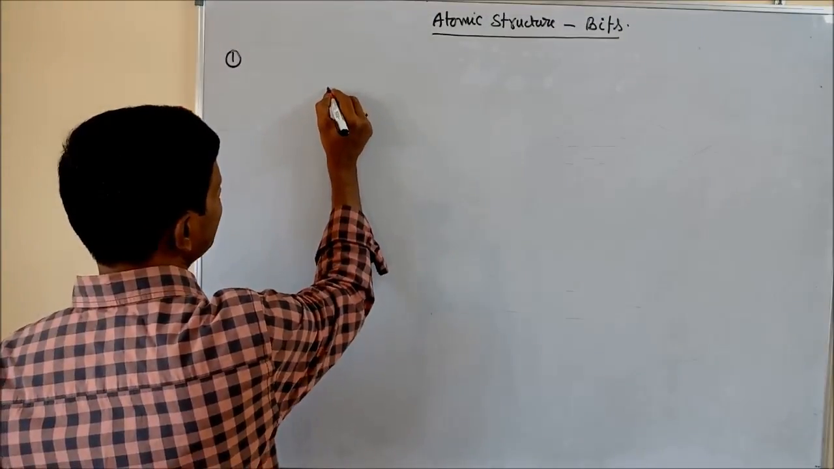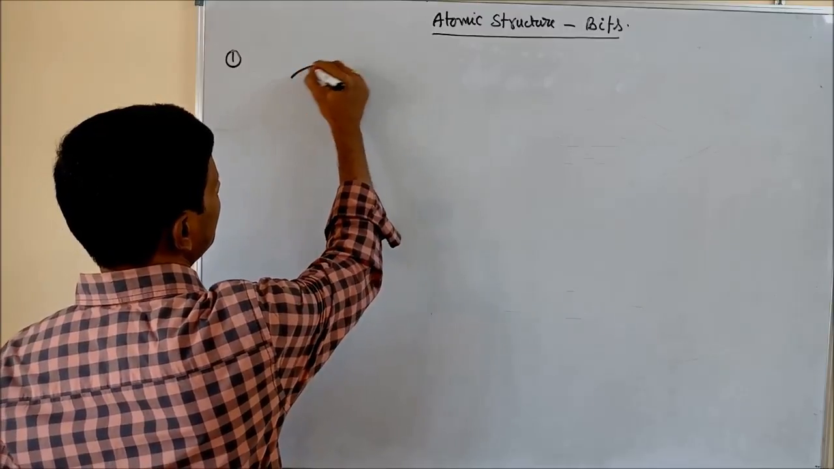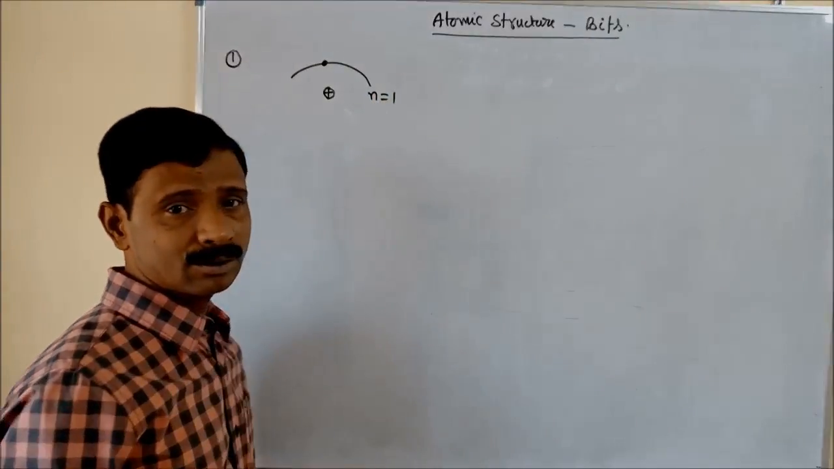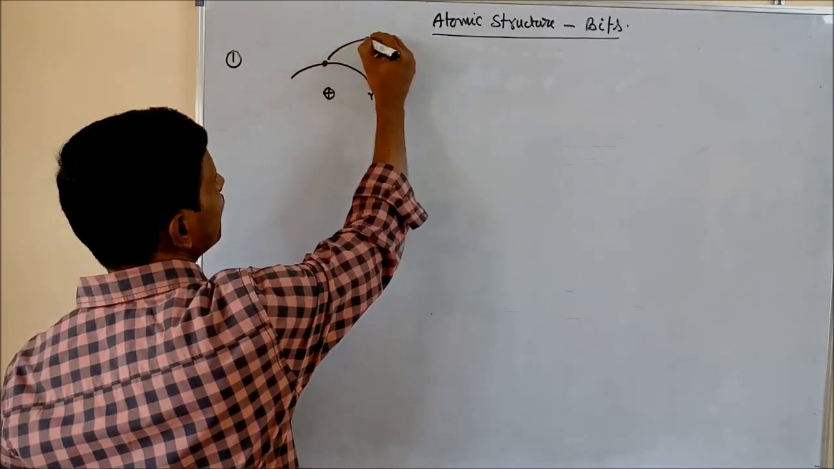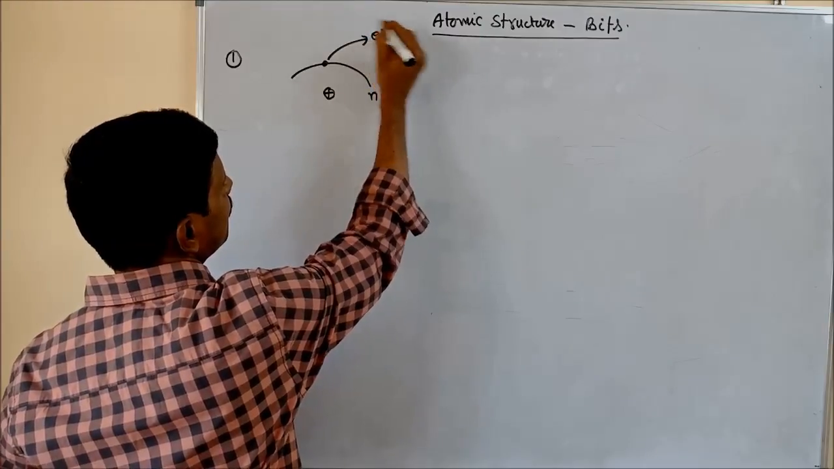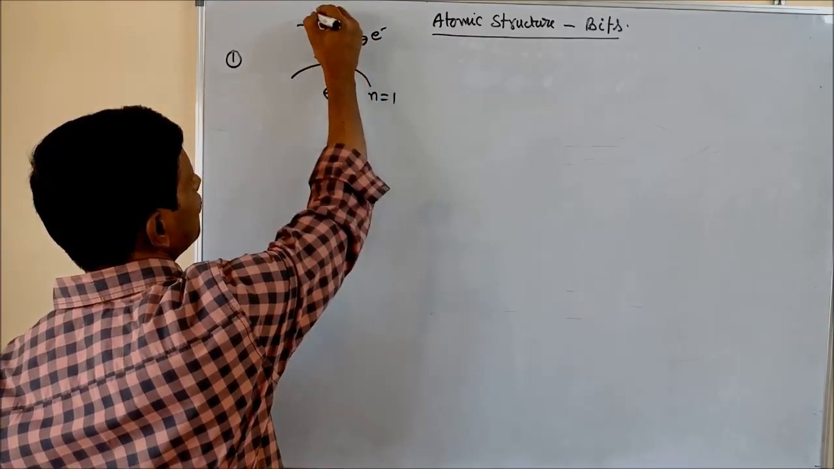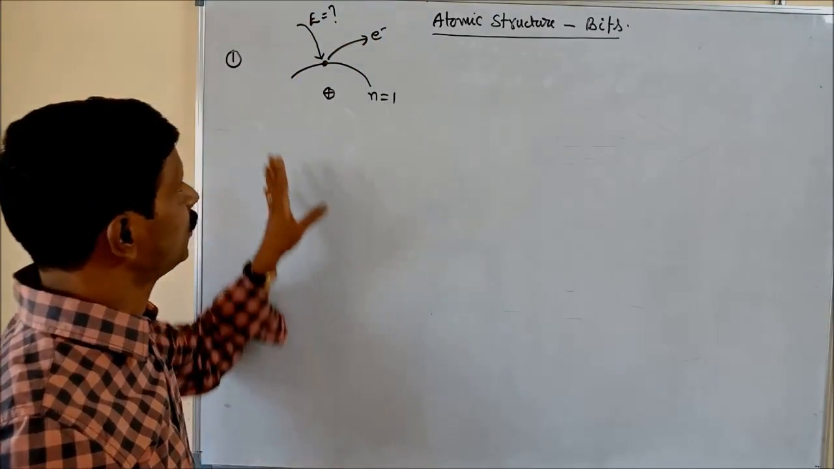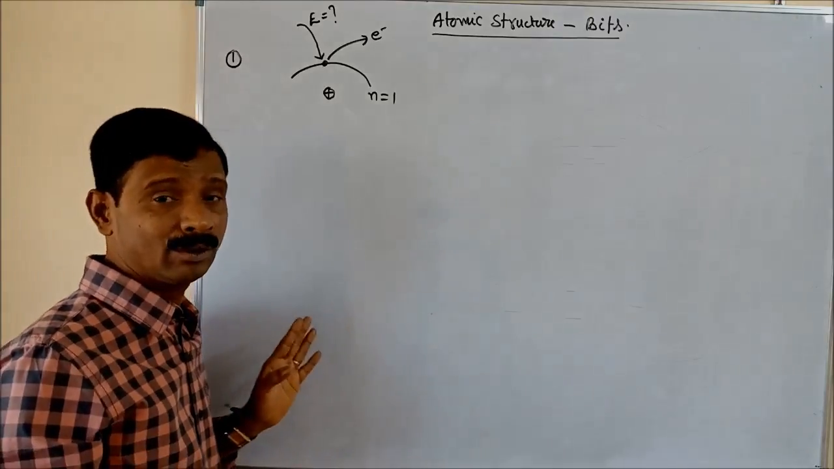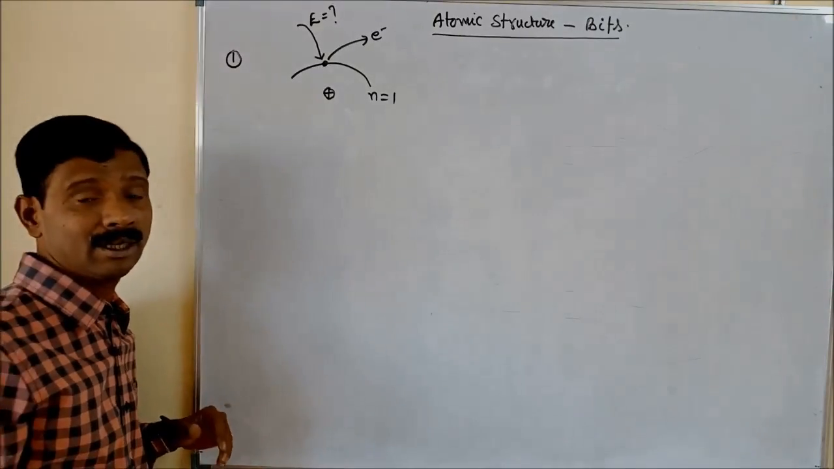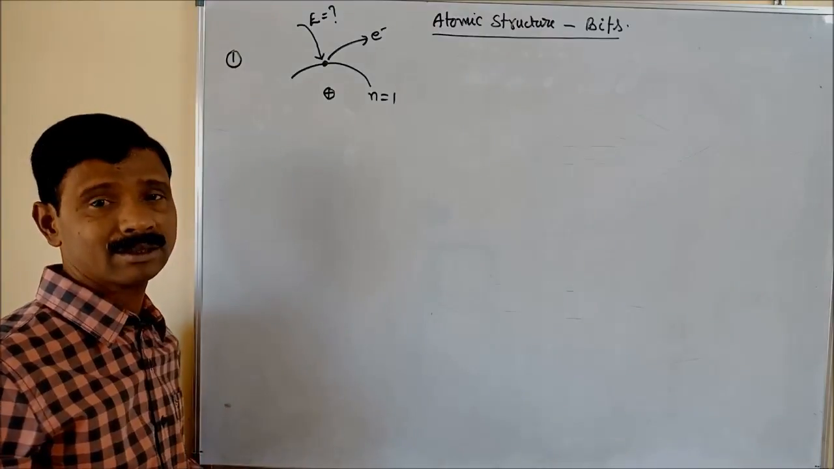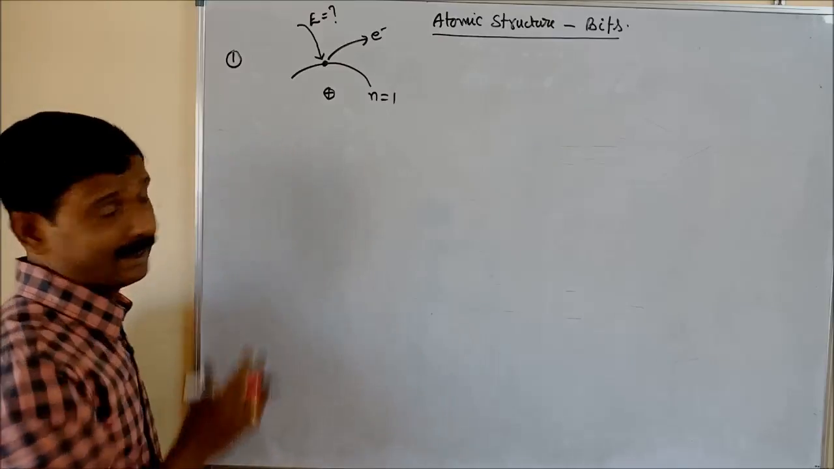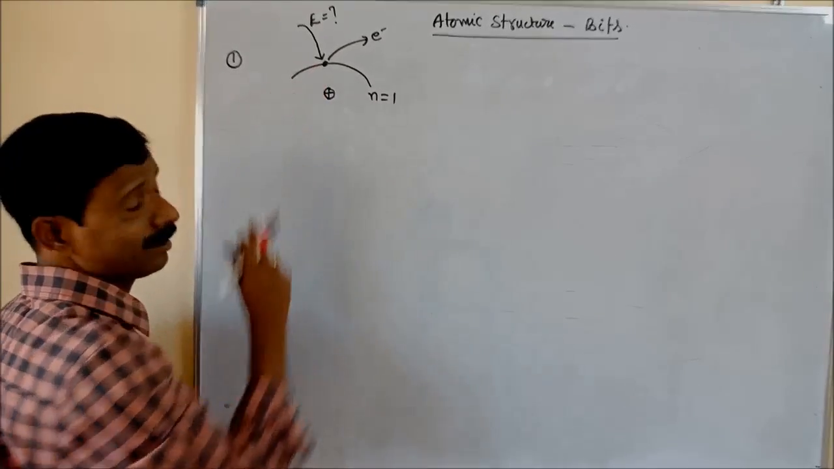See, this is a hydrogen atom, and here there is an electron in the first orbit. If you want to remove this electron, how much energy do we require? That means, to remove the electron from the first orbit of the hydrogen atom, the amount of energy required, especially here we are considering in electron volts.